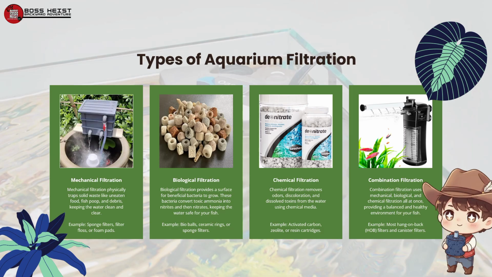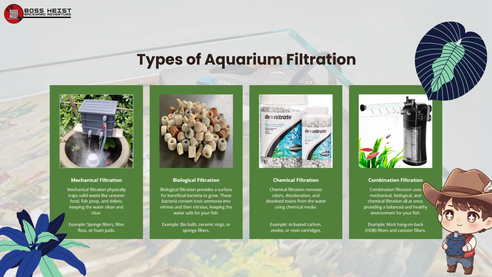Moving on to chemical filtration. Chemical filtration removes odor, discoloration, and dissolved toxins from the water using chemical media. Examples are activated carbon, zeolite, or resin cartridges.